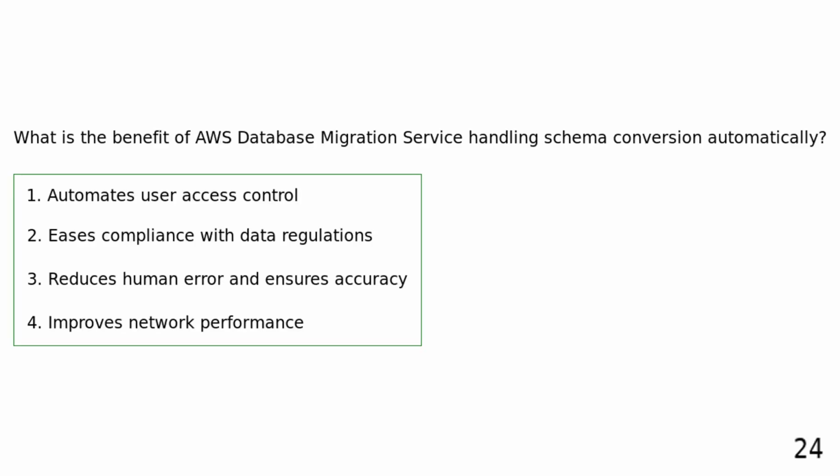What is the benefit of AWS Database Migration Service handling schema conversion automatically? Automates user access control. Eases compliance with data regulations. Reduces human error and ensures accuracy. Improves network performance.